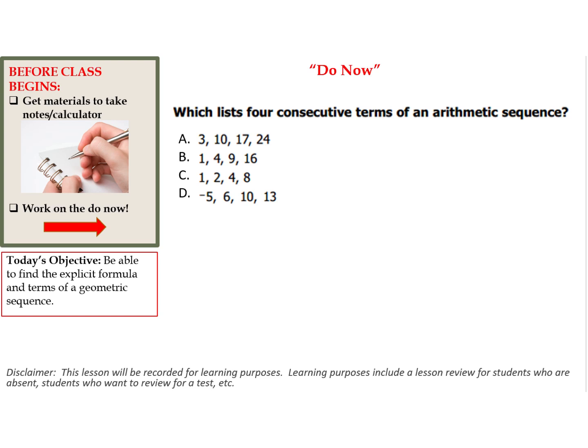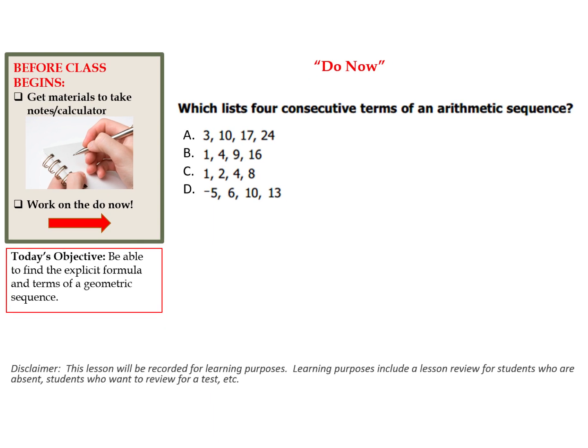Good morning, guys. We're going to just talk briefly about an example from the previous lesson on arithmetic sequences, and it wants to know which lists four consecutive terms of an arithmetic sequence. Remember that an arithmetic sequence will always have a value d, which is called the common difference. So what we would need to do is to find that common difference for each problem and then check to see if it actually is arithmetic.